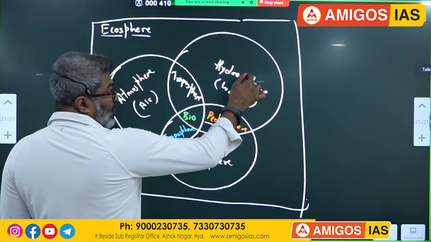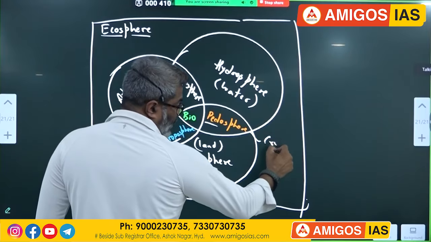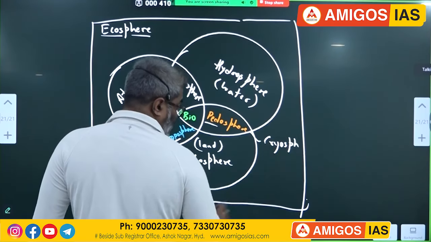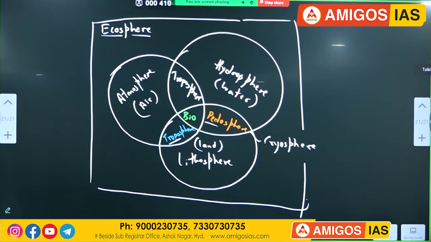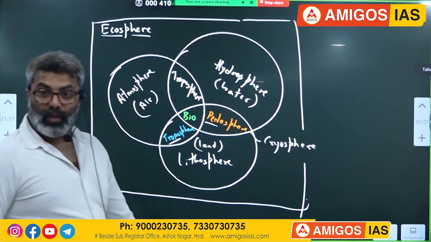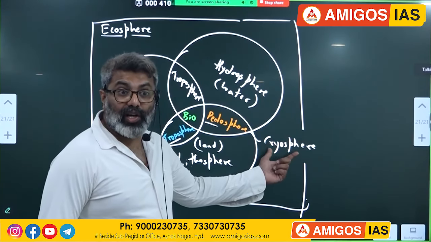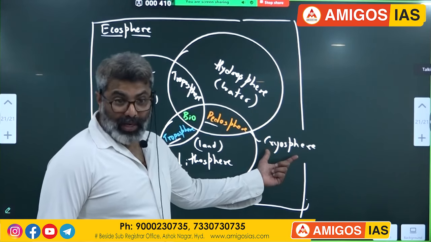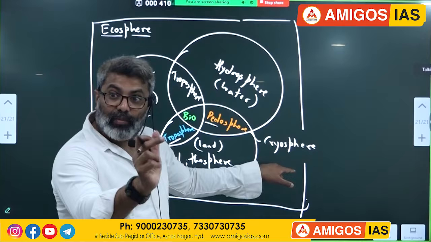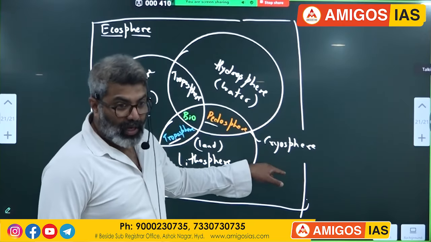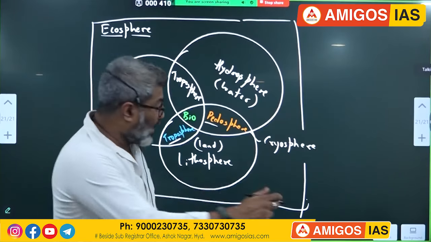See here, part of the water is frozen in the form of ice: cryosphere. Please write cryosphere. Part of the water in solid form, frozen in the form of ice, is called cryosphere, like Arctic, Antarctic region, Himalayas, Alpine regions. They're all cryosphere. Have you heard of cryogenic engine? Cryogenic means very low temperatures, like the GSLV engine we have. Cryo means low temperatures.